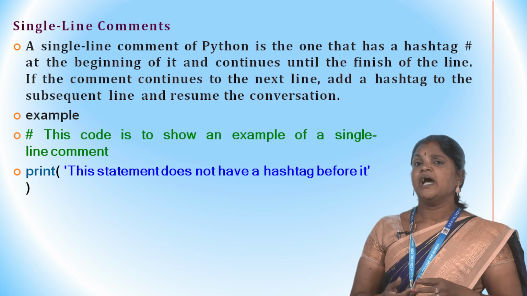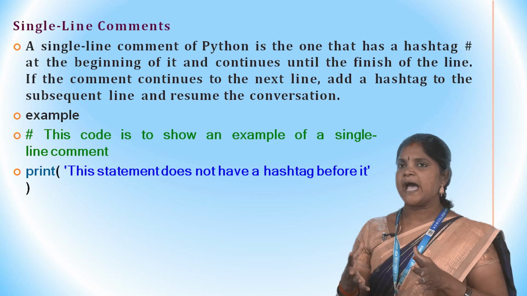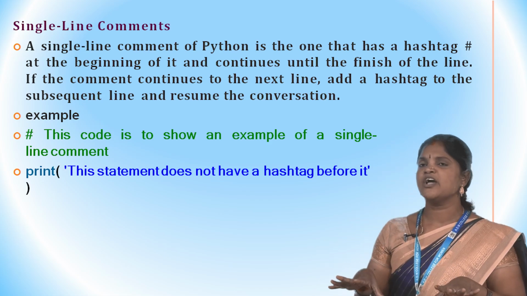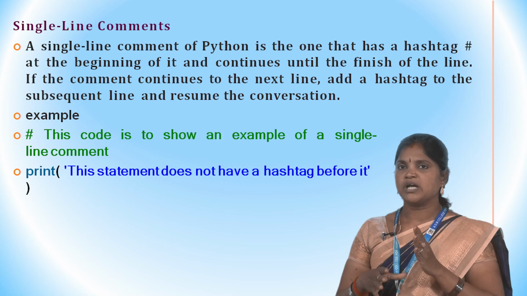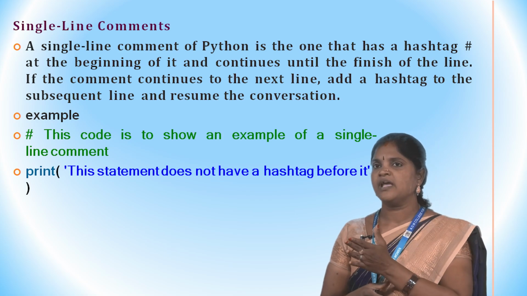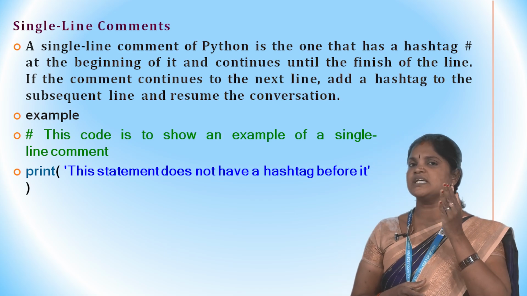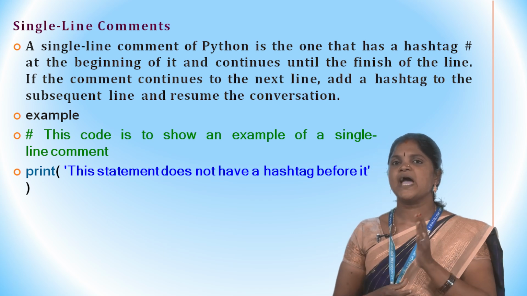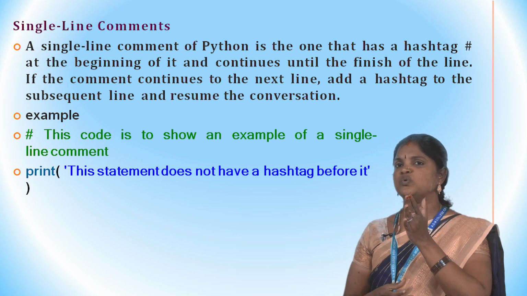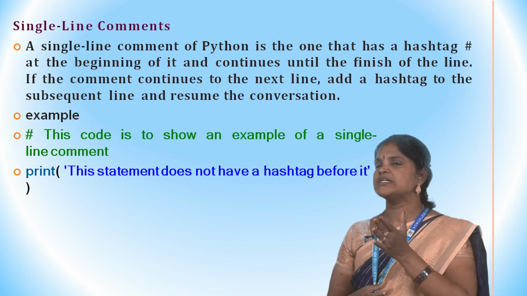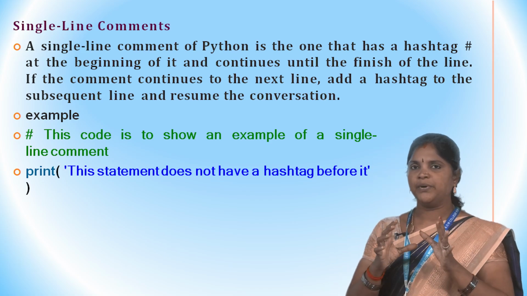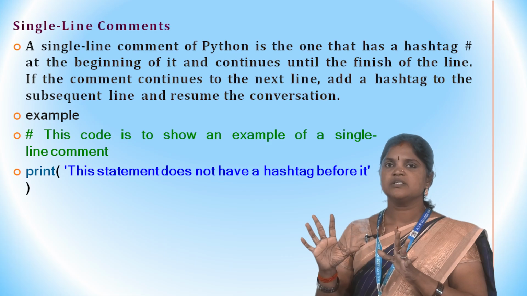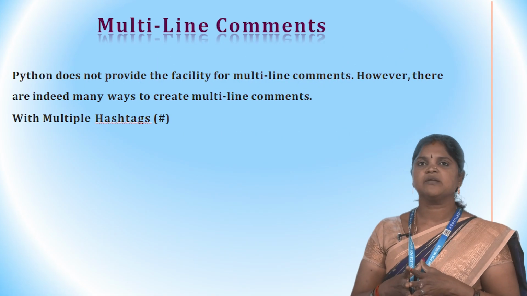Single line means it is the one that has a hashtag at the beginning of it and continues until the end of the line. If the comment continues onto the next line, add a hashtag to the subsequent line and continue the comment. For example, this code is an example of a single line comment, print, and this statement does not have a hashtag before it. This is the example. Multi-line.